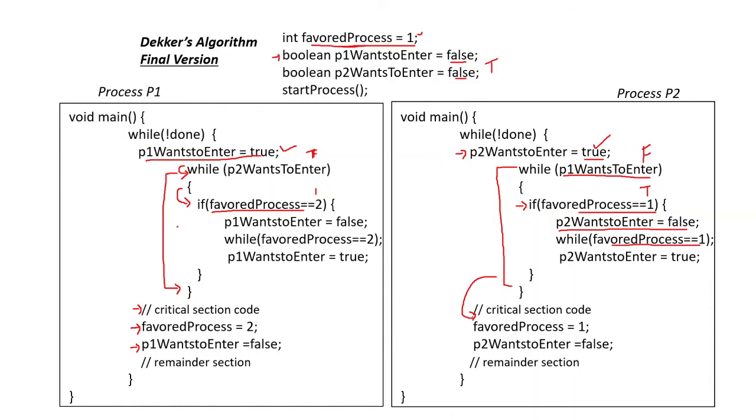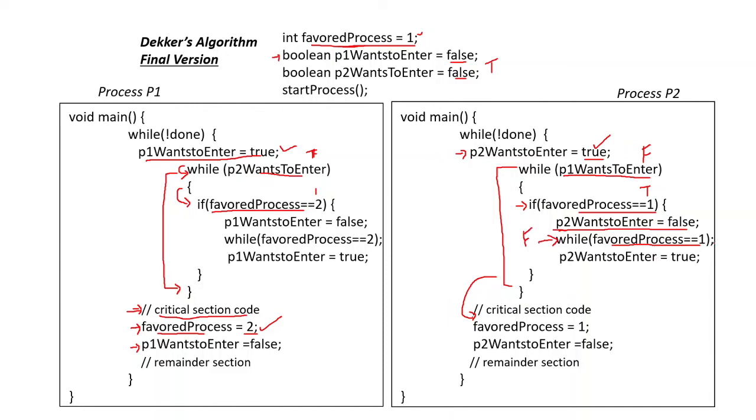Now let us move back to process P1. What we have seen is that the variable P2 wants to enter has been set to false by the process P2. So this while loop will evaluate to false, and then process P1 enters into the critical section code. After it comes out of the critical section, it will change the value of the favored process to 2. As soon as it changes the value of the favored process to 2, this while loop will evaluate to false for P2.